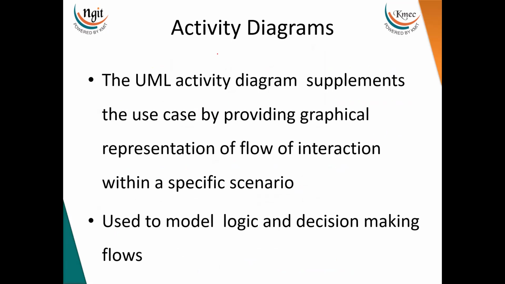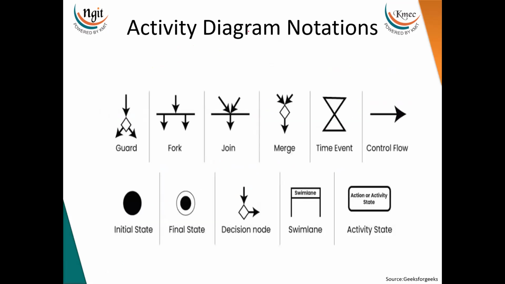Then next is activity diagrams. So what is an activity diagram? The UML activity diagram supplements the use case by providing graphical representation of flow of interaction within a specific scenario. Understood? This is used to model logic and decision making flows. The name itself will reveal it: activity diagram, that is the actions of the activity. Now we can see these are various notations which we use in the activity diagram.